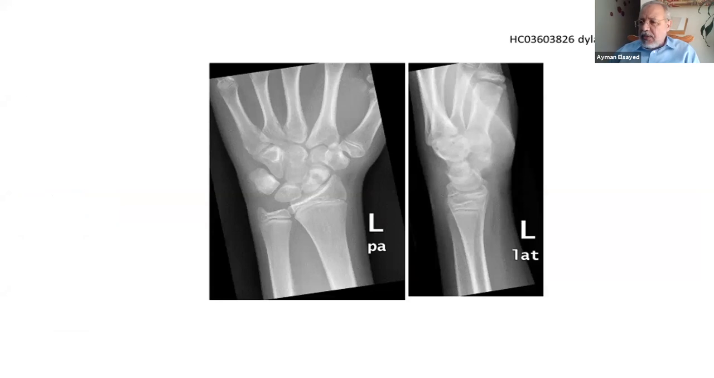I have a lot of cases, so I will run quickly with every case. This just shows what we are doing in our department. And if there are any comments, they can come at the end of my talk.